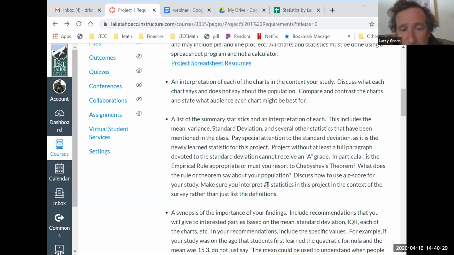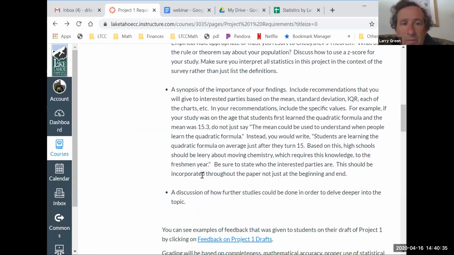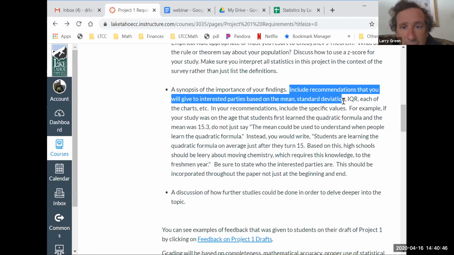Make sure you interpret all statistics in this project in the context of the survey, rather than just listing definitions. The definitions are not important. Okay. And it's a paper, so you should have an introduction, a body and a conclusion. So that's the synopsis stuff. You should include recommendations throughout the paper.